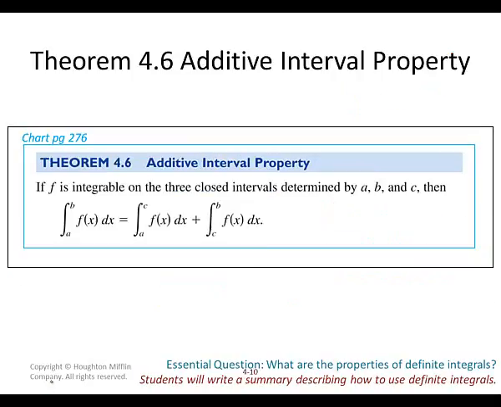The additive property. Write it down. I'm guessing it's not there.